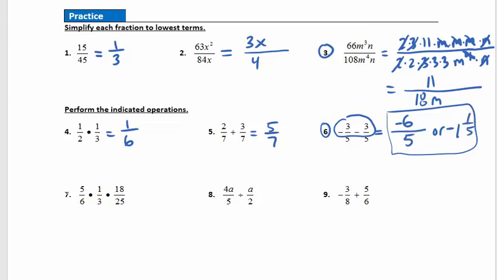All right, let's take a look at question 7. A lot of stuff to factor here. I'm just going to go ahead and start by doing that. Let's start across the numerator. 5, well, that's going to stay 5. That's prime, times 1 times 18.